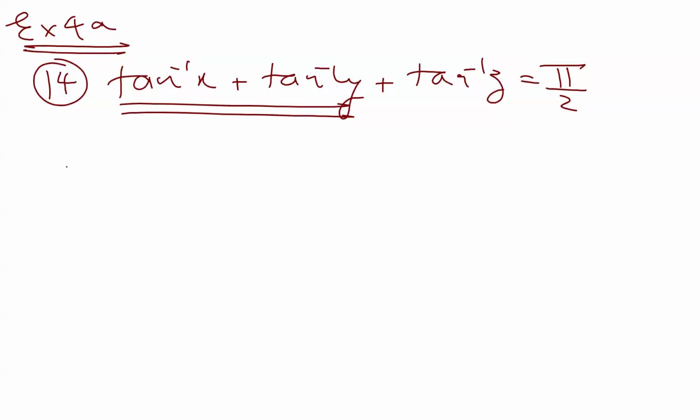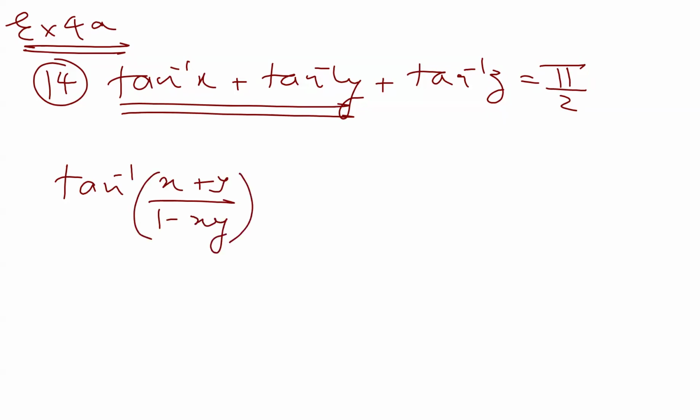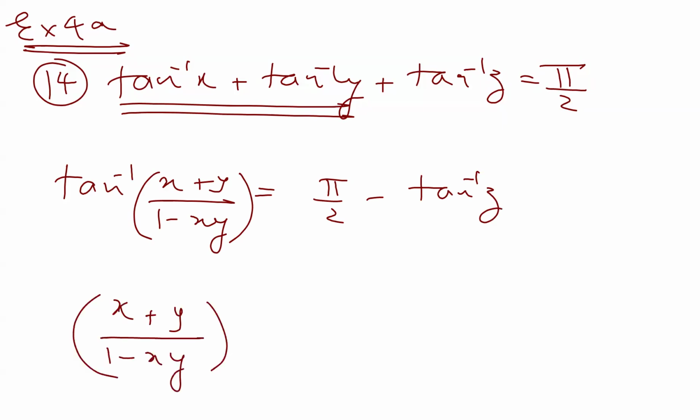Take any two terms and send the third term on the right hand side. So this is the general formula for tan inverse x plus tan inverse y. No need to check special cases because we don't know the values of x and y. So this is pi by 2 minus tan inverse of z. Therefore, x plus y upon 1 minus xy.